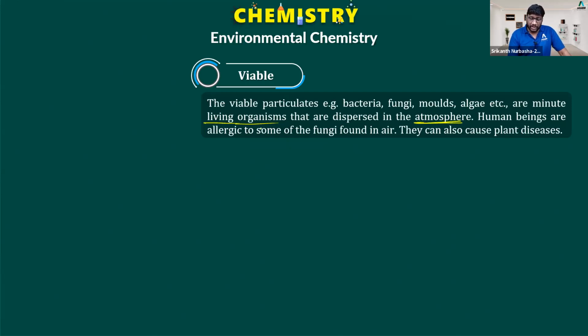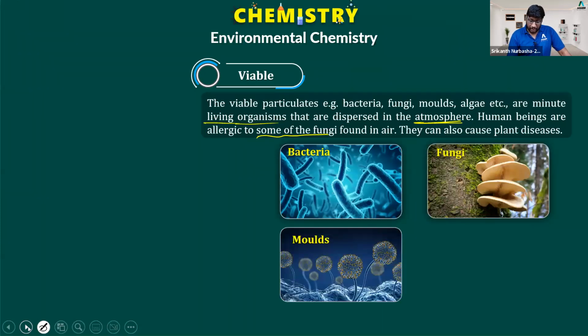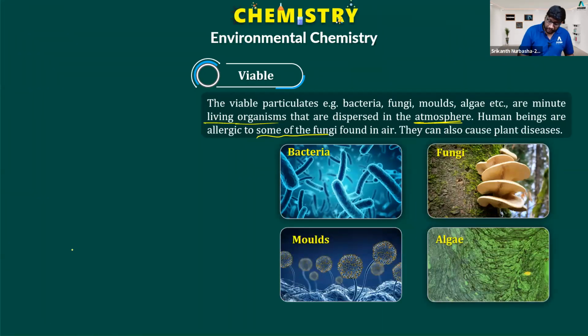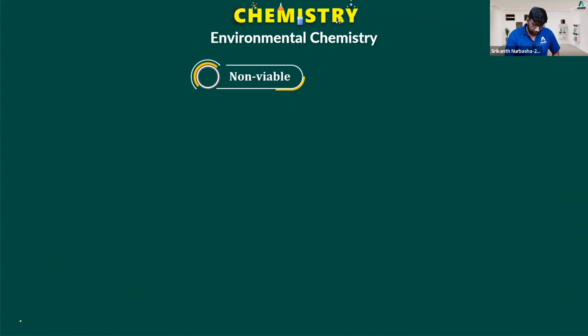Human beings are allergic to some of the fungi found in air. They also cause plant diseases. Bacteria, fungi, molds, algae, yes or no? All these are different viable particulate pollutants. Viable means which have life.